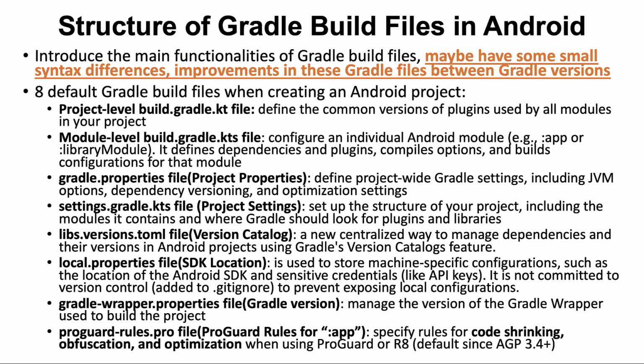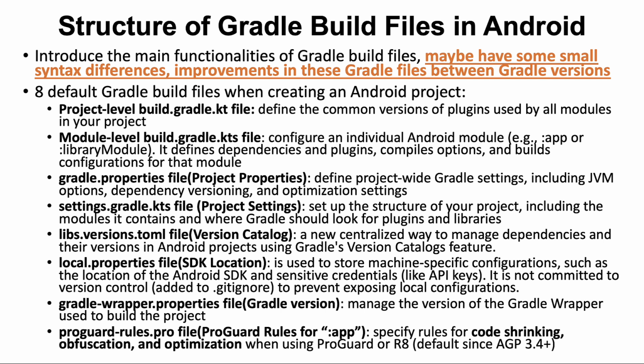Next, the Gradle.properties file, project properties, is used to define project-wide Gradle settings, including JVM options, dependency versioning, and optimization settings. Next, we have the settings.gradle.kts file, project settings, to set up the structure of your project, including the modules it contains and where Gradle should look for plugins and libraries.